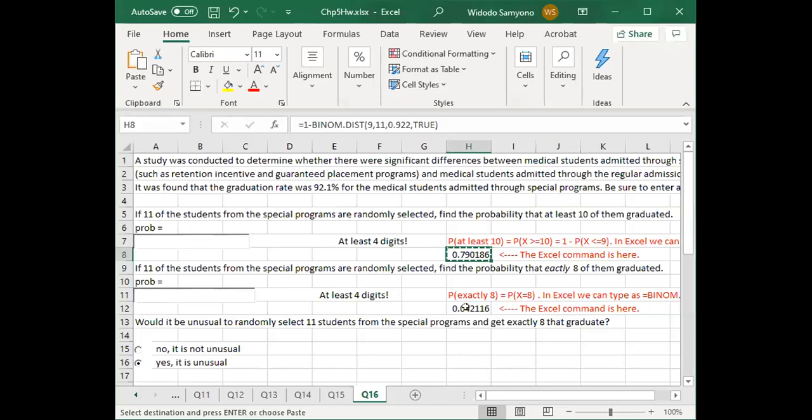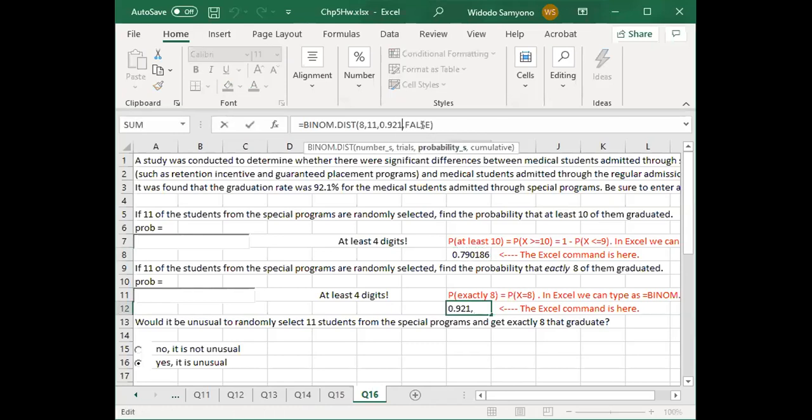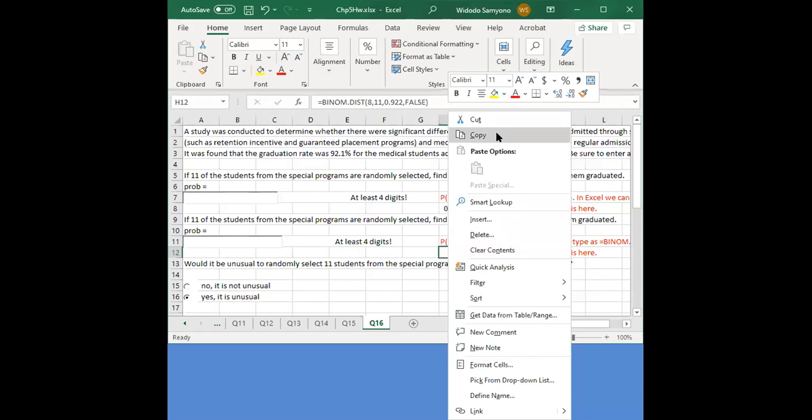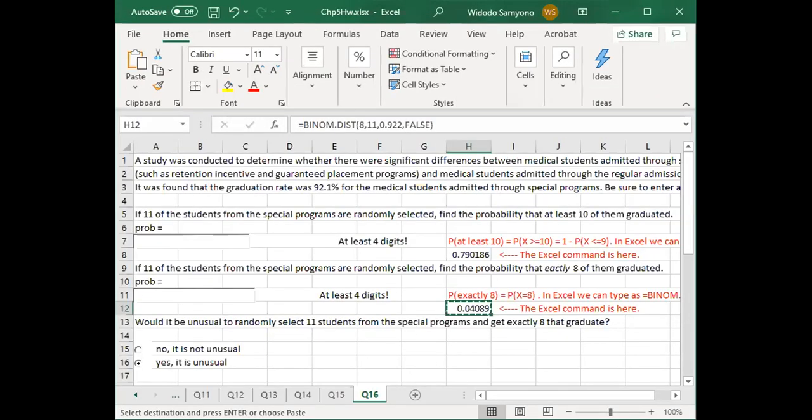So this one is exactly 8, so the same thing, but the probability is different. You need to change this to 0.922, right? Exactly 8, so you can put 8 there and then 11 because the total is 11 students, and the probability is 0.922. This is false because you're looking for exactly, so you need to put false. Because you can put at least 4 digits, you can copy all of them and put it here.